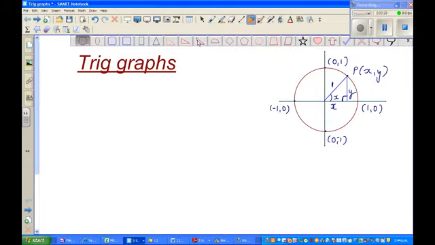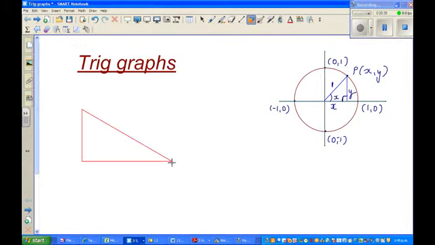Let us draw a right angle triangle. Say this is your right angle triangle. So what do we know in right angle trig? Say this is the angle theta, this is the opposite side, this is the adjacent side, and this is the hypotenuse.